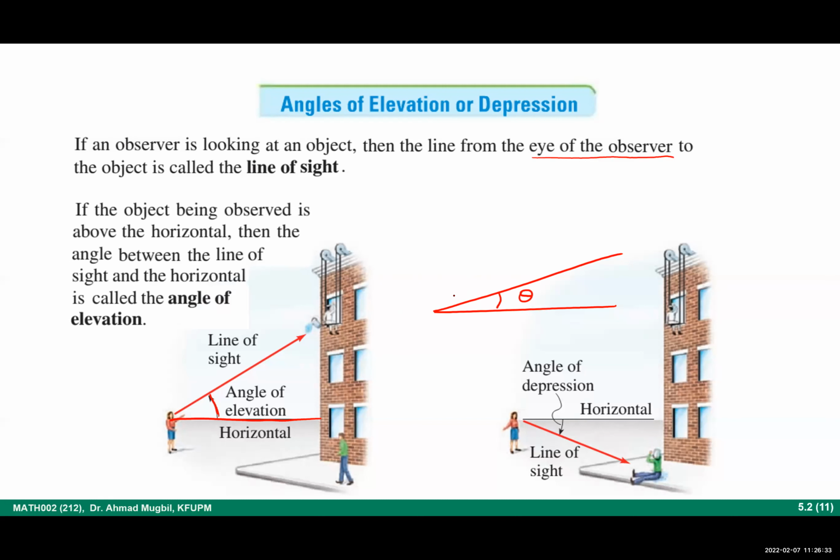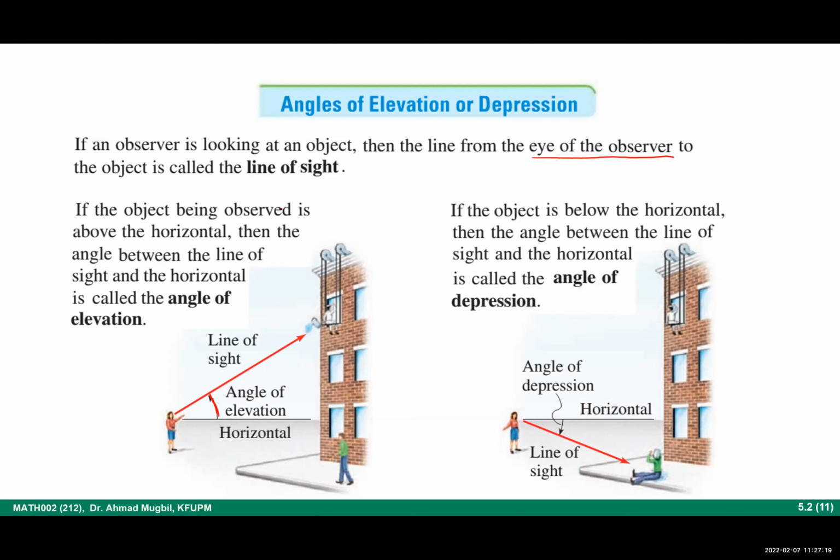So let's repeat that. I'd like to introduce it formally. If the object being observed is above the horizon, above the level of the eyes, then the angle between the line of sight and the horizontal is called the angle of elevation. In other words, when the line of sight is above the x-axis, it is angle of elevation. If the line of sight is below the x-axis, below the horizontal line, then we have what is called angle of depression. So if the object is below the horizontal line, then the angle between the line of sight and the horizontal line is called angle of depression.